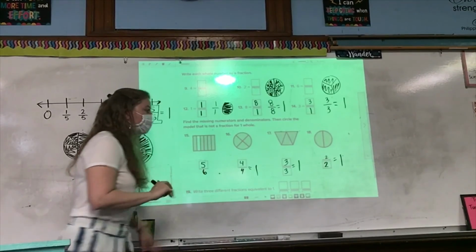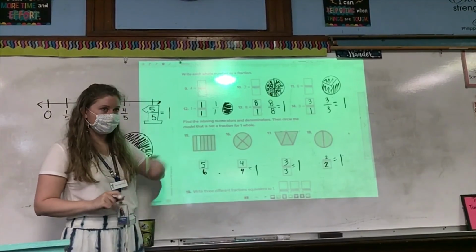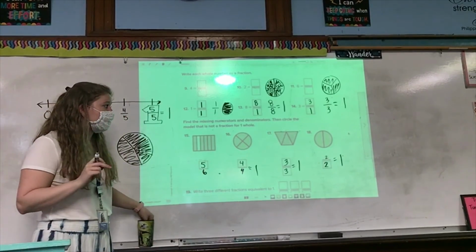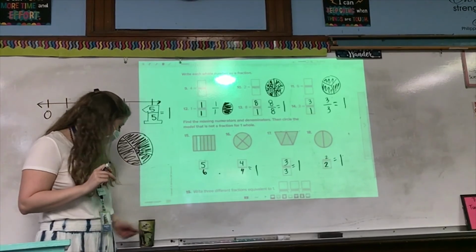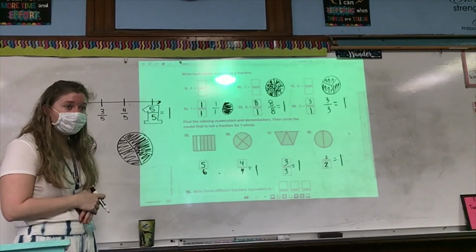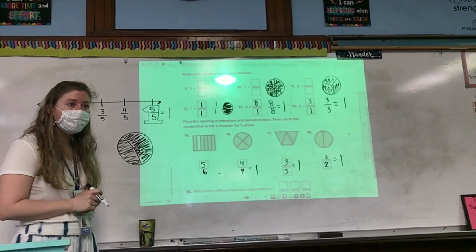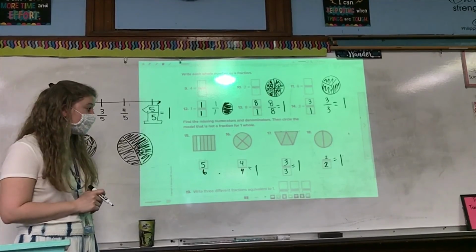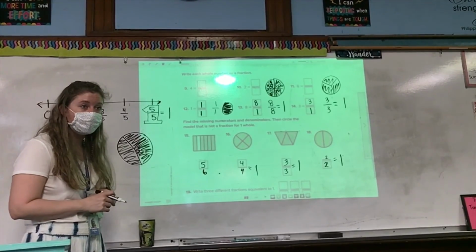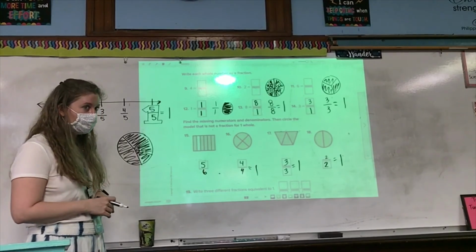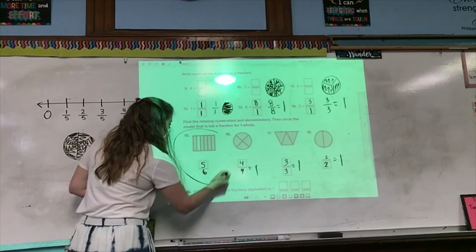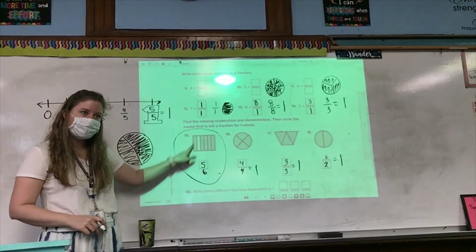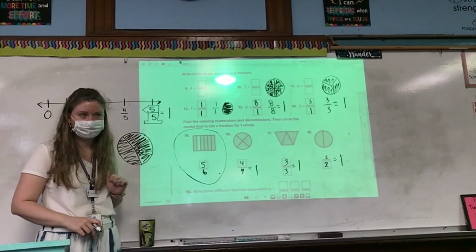So let's look at the second part. We did the first part of the directions: find the missing numerators and denominators. But the second part says, then circle the model that is not a fraction for 1 whole. Michaela, are any of these models not a fraction for 1 whole? Yes. Which one? 5/6. So which problem are we going to circle? Number 15. Because 5/6 is not equal to 1 whole. Is this whole shape shaded, Michaela? No, a piece of it is missing.